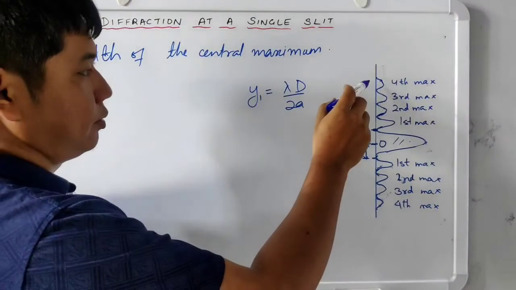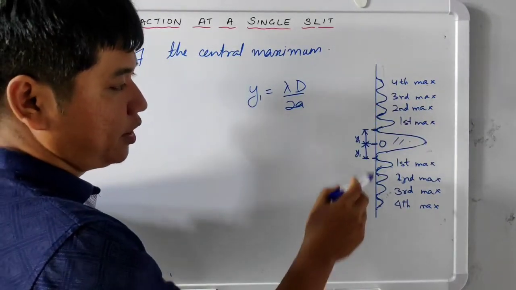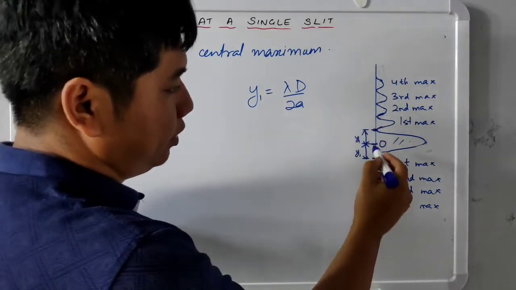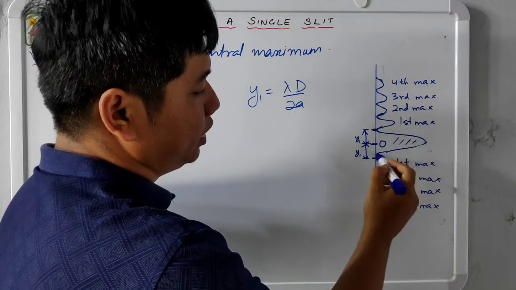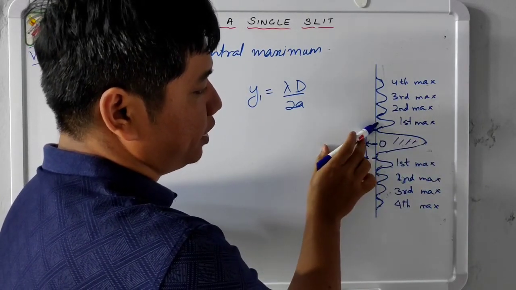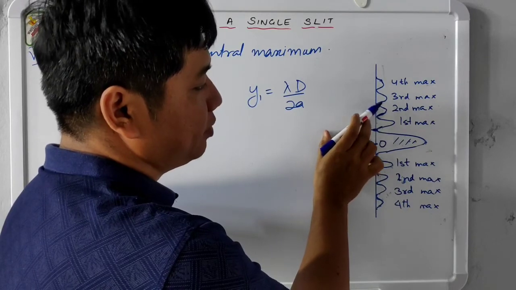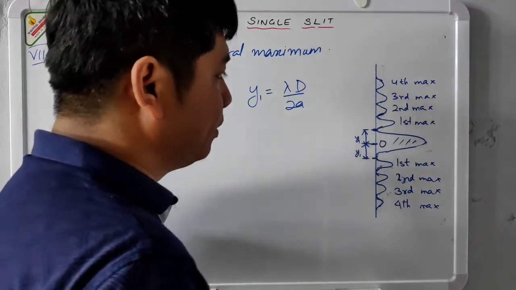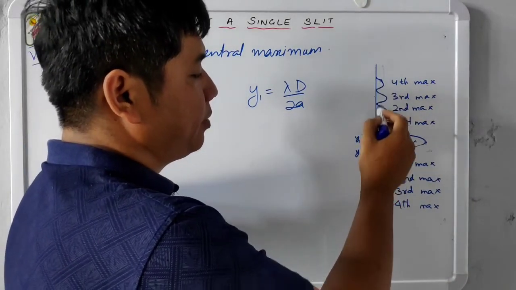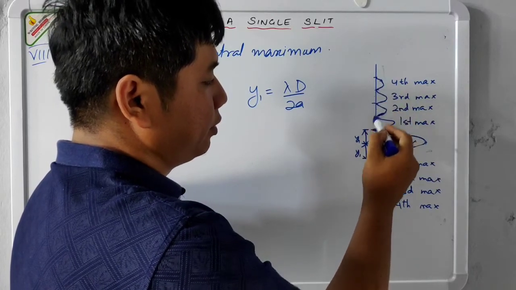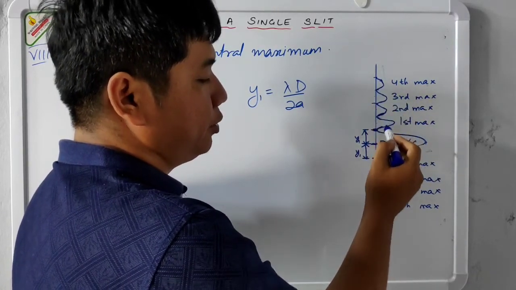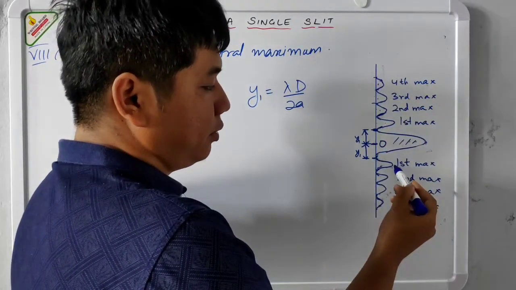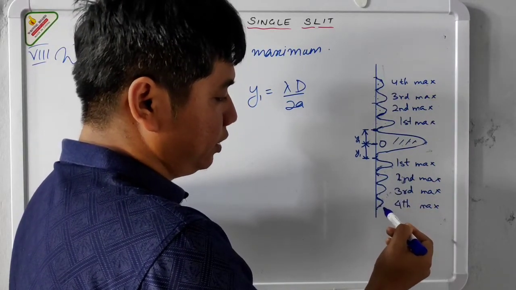This is how the maxima and minima are distributed on the screen. This is the center of the screen, and this is called the central maximum. This is the first secondary maximum, second secondary maximum, third secondary maximum, and even on this side. The secondary maxima have equal width, but they have different amplitude and different intensities. The intensity is decreasing on this side, and even on this side.